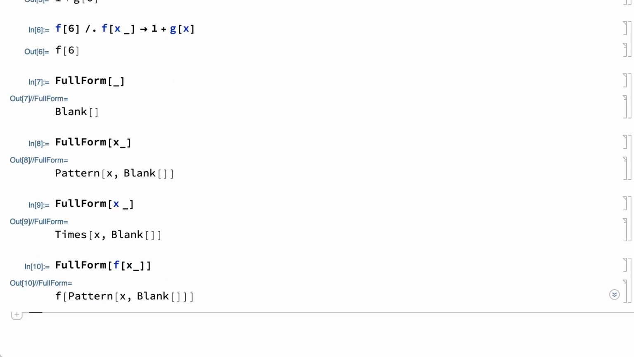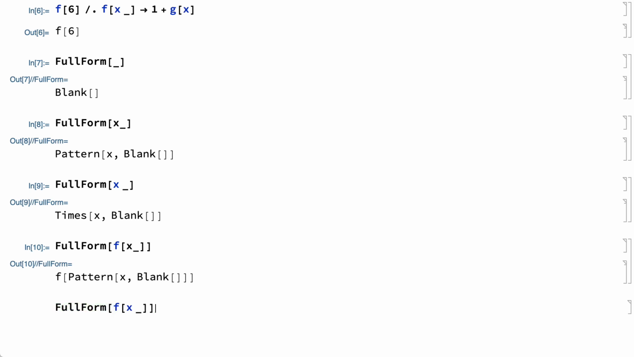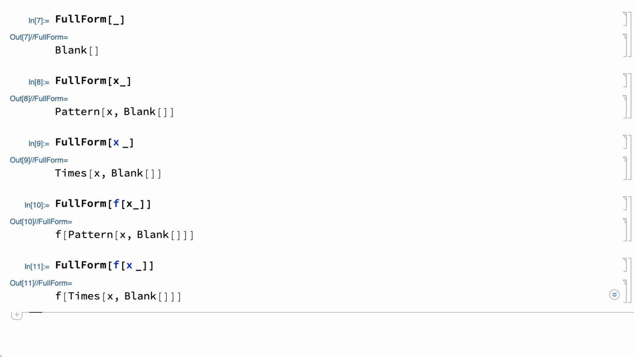Applying FullForm to the left side of the rule in the first input shows the expected structure for a named pattern, and applying FullForm to the left side of the rule in the second input shows multiplication rather than a named pattern, which explains why the pattern did not match and why the rule was not applied.